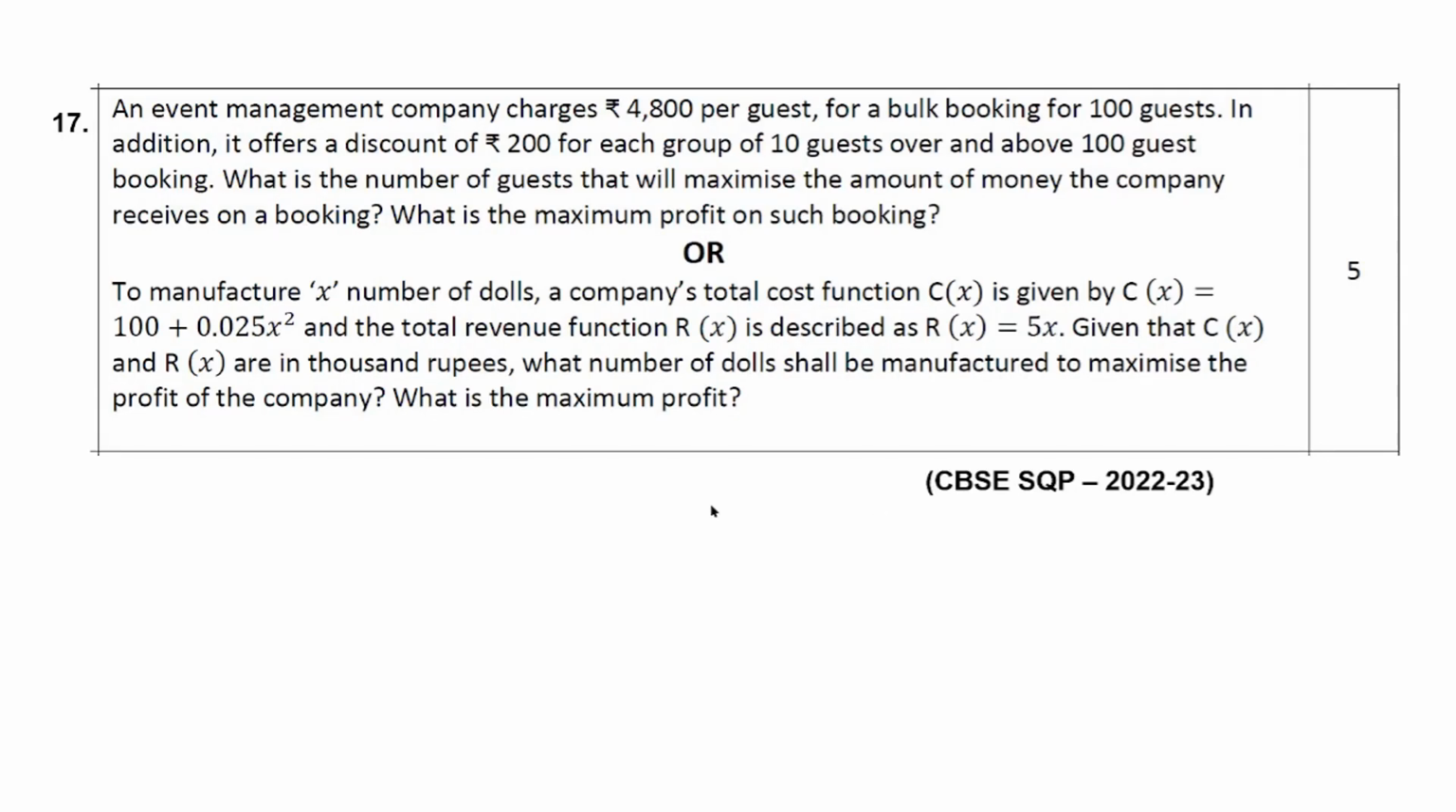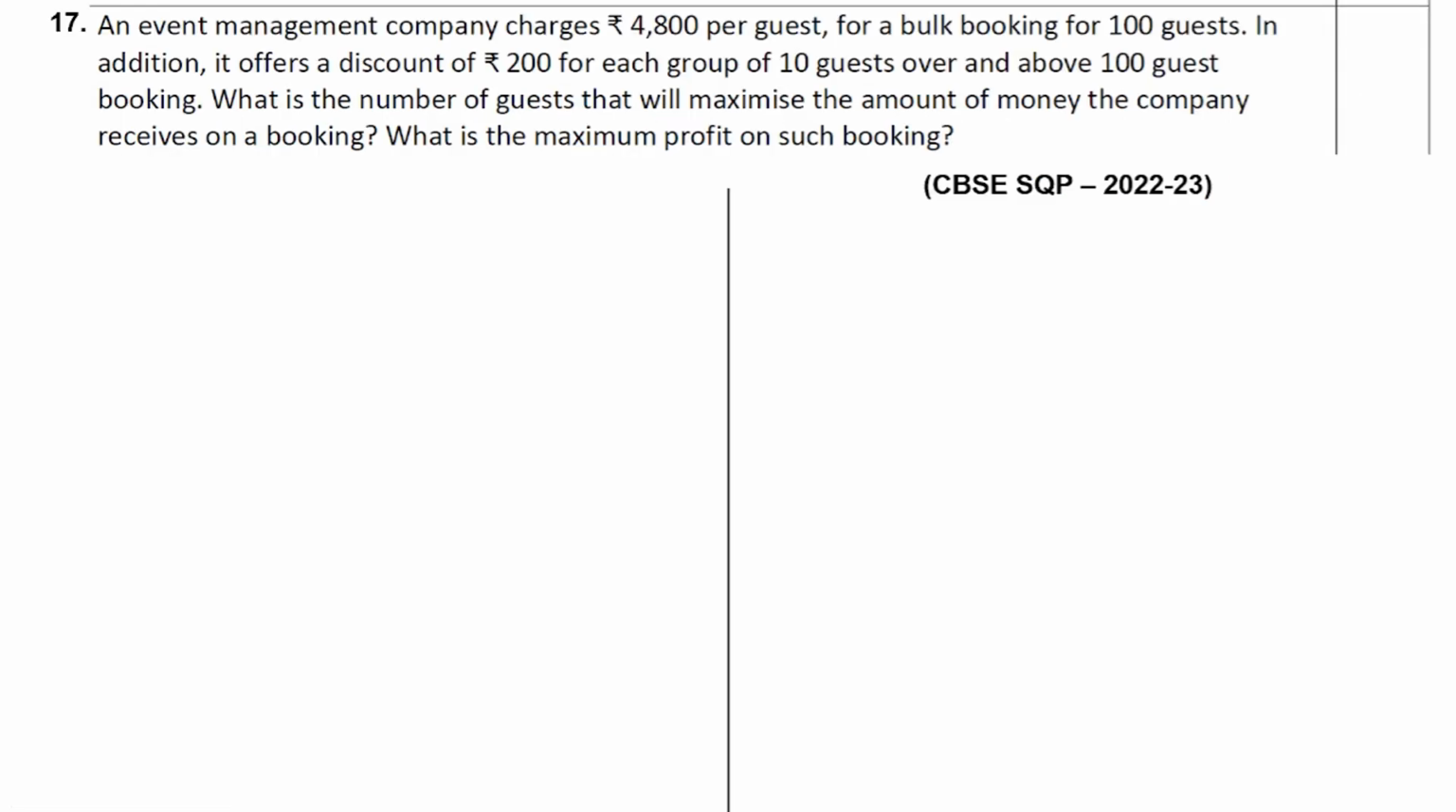Now we have the next question from this year's sample paper. It is a 5-mark question with internal choice. So let us see each question one by one. An event management company charges rupees 4,800 per guest for a bulk booking for 100 guests. In addition, it offers a discount of rupees 200 for each group of 10 guests over and above 100 guest booking. What is the number of guests that will maximize the amount of money the company receives on a booking? What is the maximum profit on such booking?